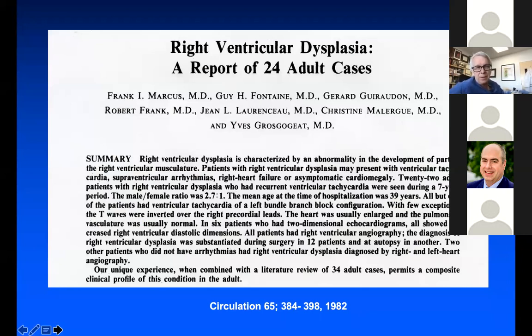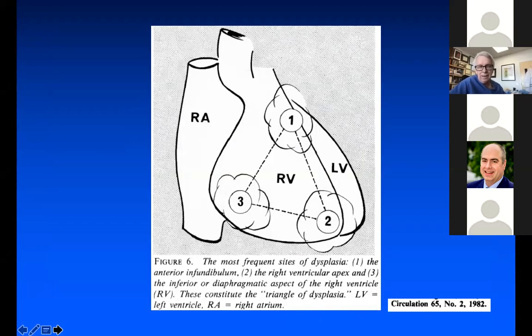But Frank had a sabbatical, so he went over to work with Guy, and Guy ran a big DC shock VT ablation program. Had been seeing these strange patients with this RV myopathy. And Frank wrote up that series, and this is the first major paper on ARVD. That paper was a beautiful paper, but it had one big mistake, and that's this figure.